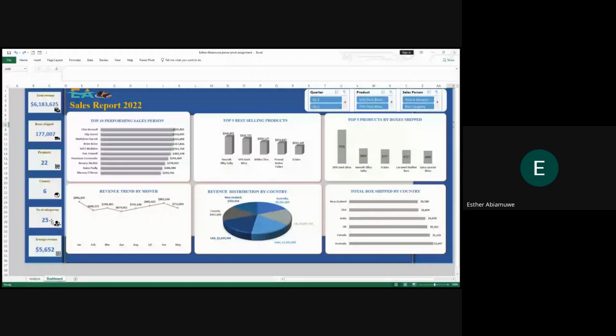Firstly, I checked for the top 10 performing salespersons to know the sales personnel that are generating majorly to total revenue. From these, the top 10 are these salespersons, with Ches Bonnell giving us a total of $320,901. Went ahead to analyze the products, and the top 5 best-selling products are the smoked silky salty chocolate, 50 dark bites, white chalk, and so on and so forth.